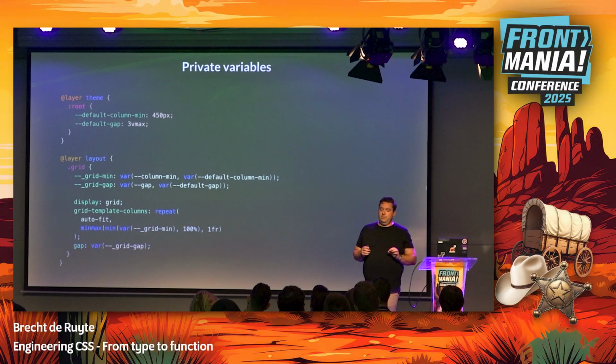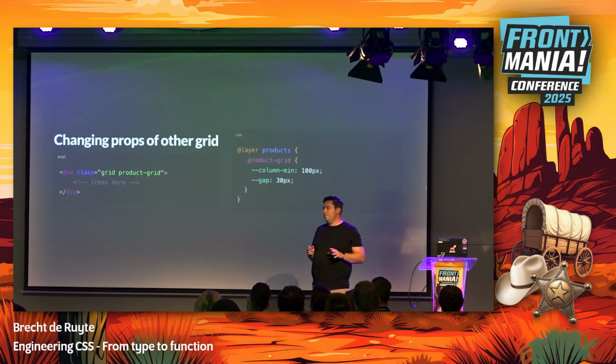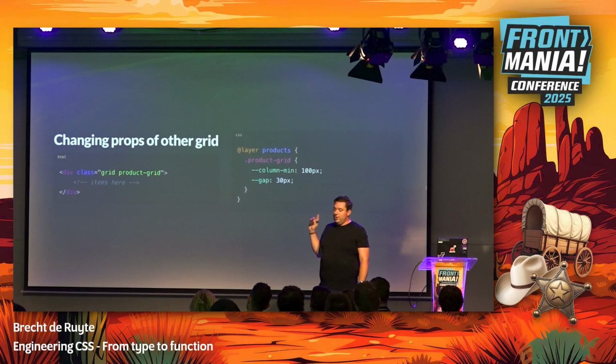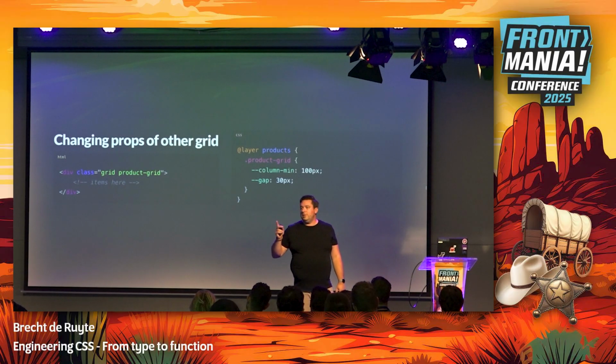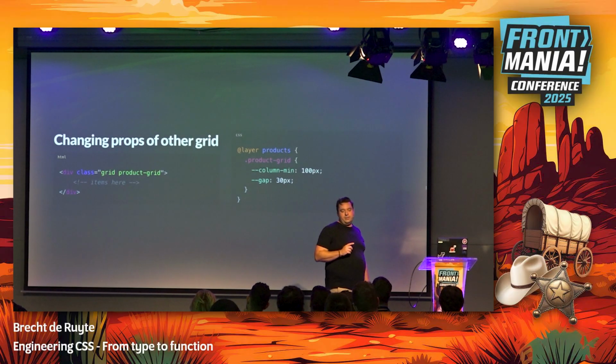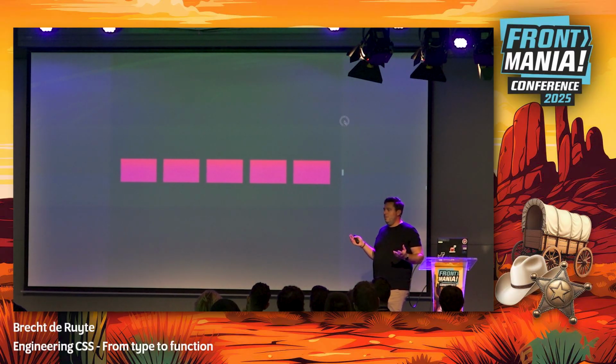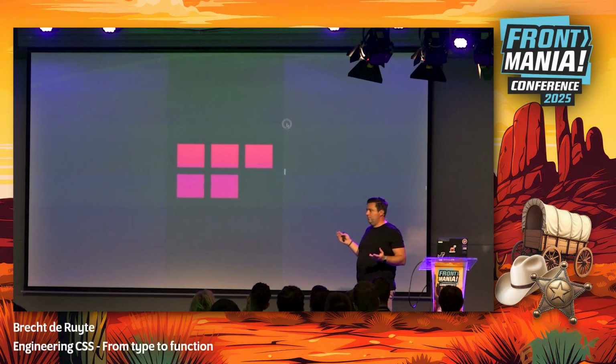The cool part about this: imagine I want to create a new grid. I could just add the grid class, add a new class there, product grid, for example, and I just have to set those 2 variables, saying that my column minimum for that product grid is 100 pixels, and the gap is, for example, a fixed 30 pixels. All of that together gives me a completely new grid, still working beautifully, magically, and it's still beautifully responsive.